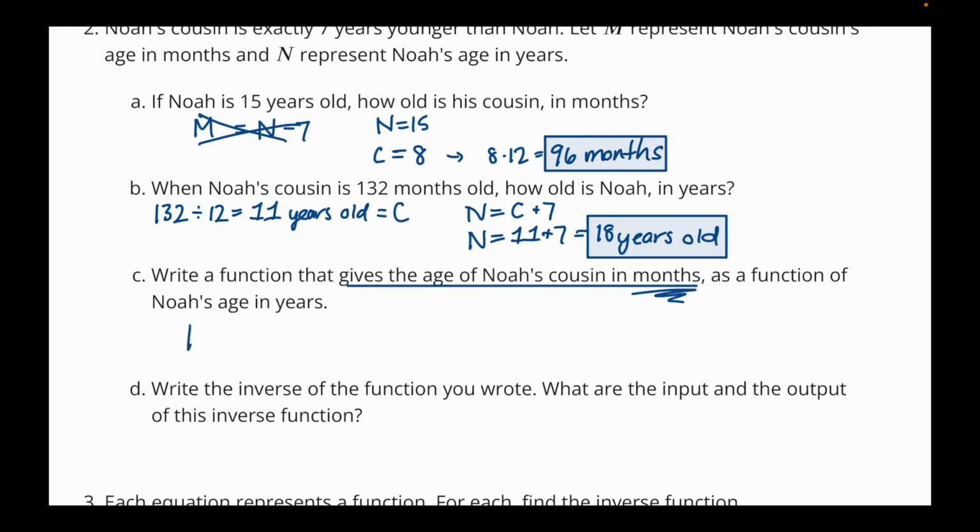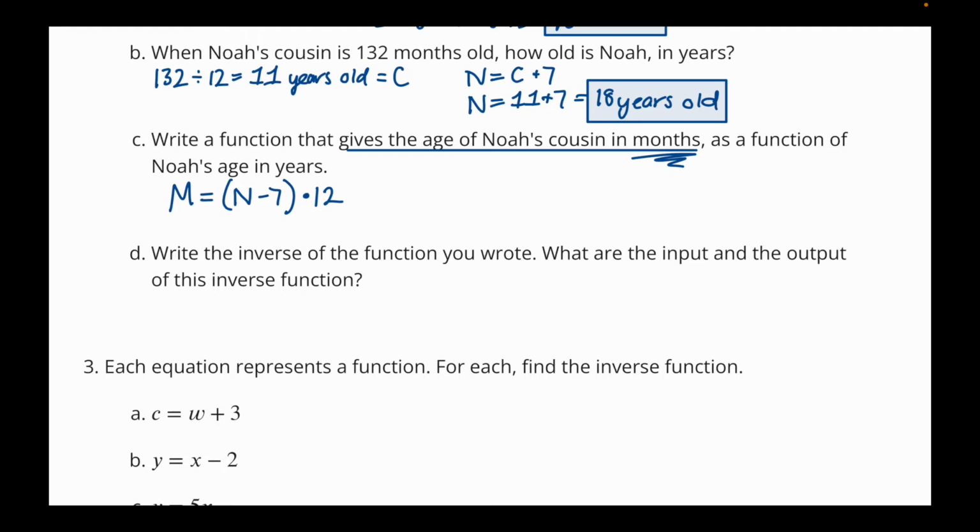So we do want to have m be by itself, because the variable that represents the output is what we normally have solved for or on its own. So it's not just equal to n minus 7, because n minus 7 would be the years. We then have to take that result and multiply it by 12. So our function is going to be n minus 7 times 12. Now you could do 12 times n minus 7, or you could distribute that 12 through. But I like to leave it like this because it kind of makes more sense in my head.